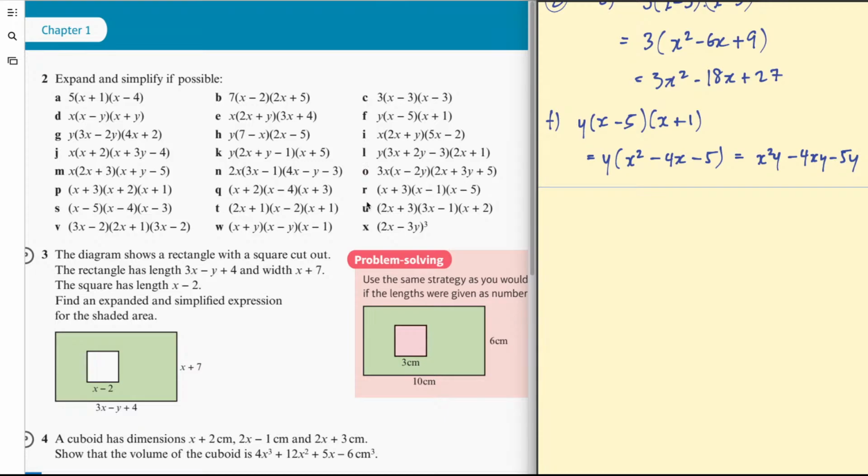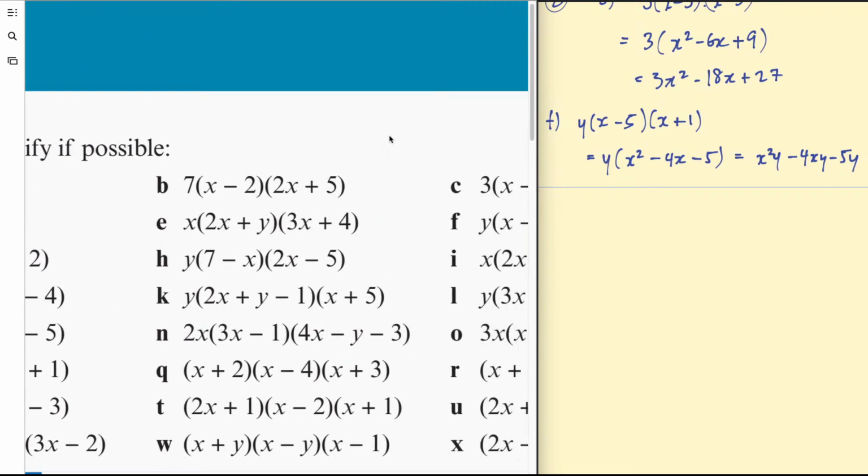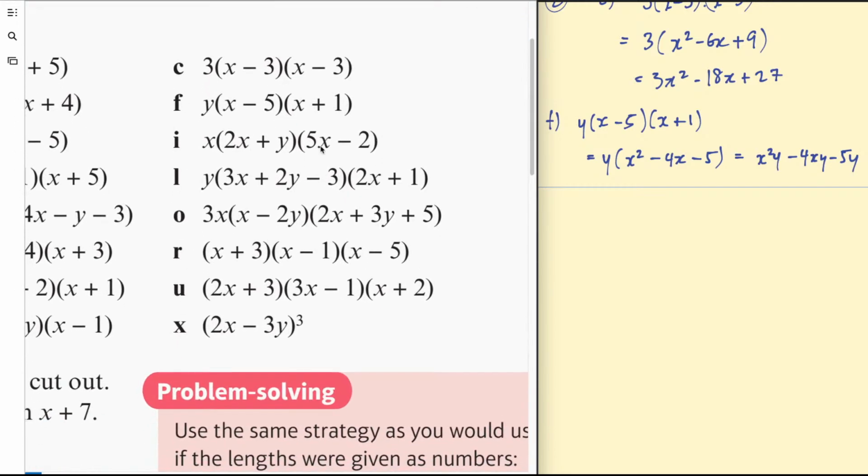1, 2, 3, 4, 5, 6. So I'm going to do another 6 exercises in here. I'll just zoom that in a little bit more. Oh, there we go. So I'm going to do I, L, O, R, U, and X. Just take a quick break. If you want to work through those before me, then feel free to have a go, and I'll be back to complete those in a minute.